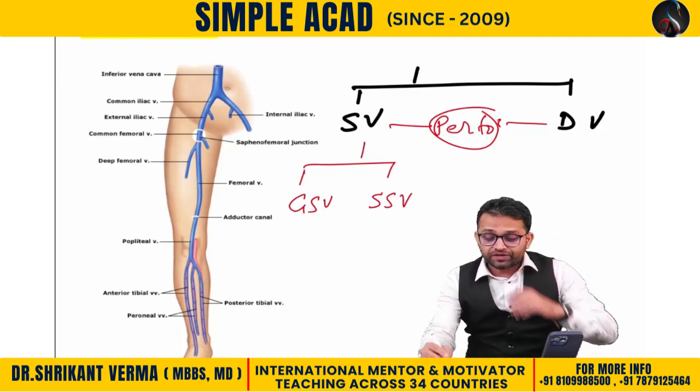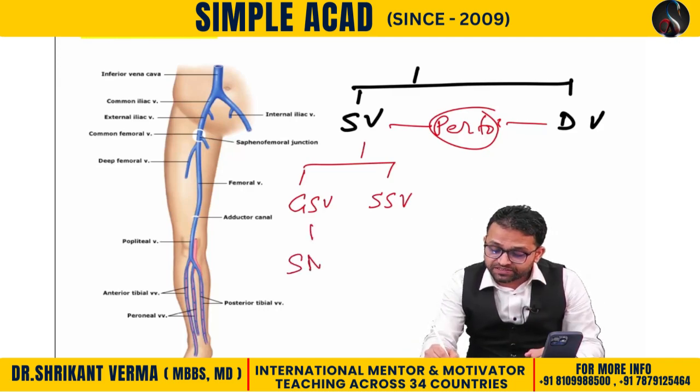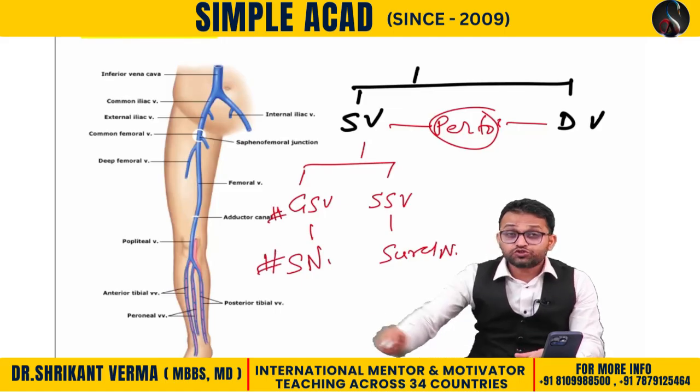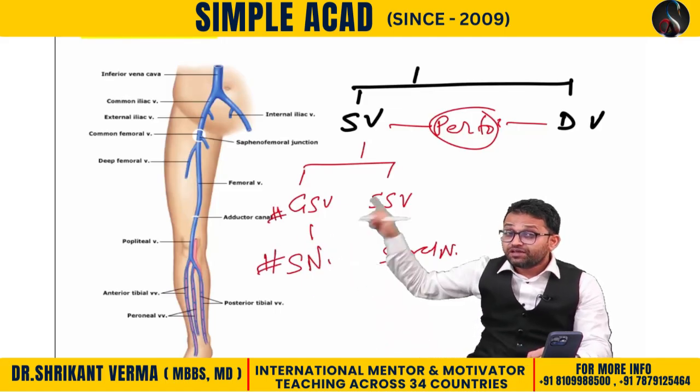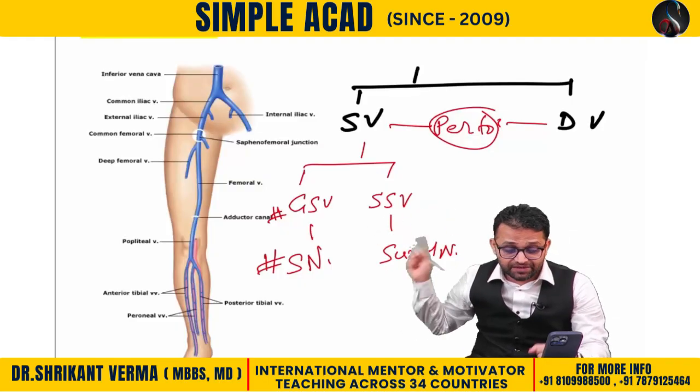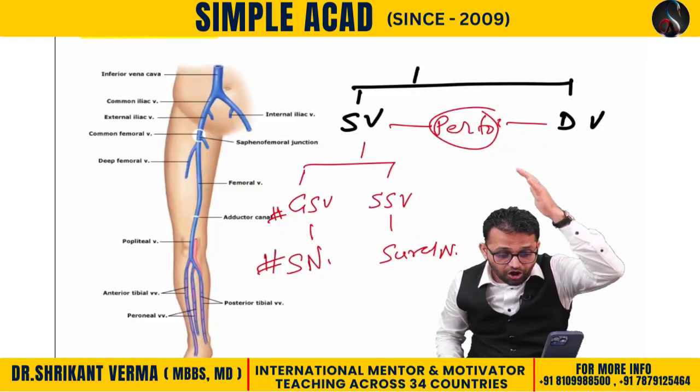Getting the point? So the great saphenous vein is along with the saphenous nerve, while the short saphenous vein is along with the sural nerve. So when you cut the great saphenous vein, the longest cutaneous vein of the body, the saphenous nerve is getting damaged. When you are doing the phlebotomy for the short saphenous vein, there is damage to the sural nerve also.